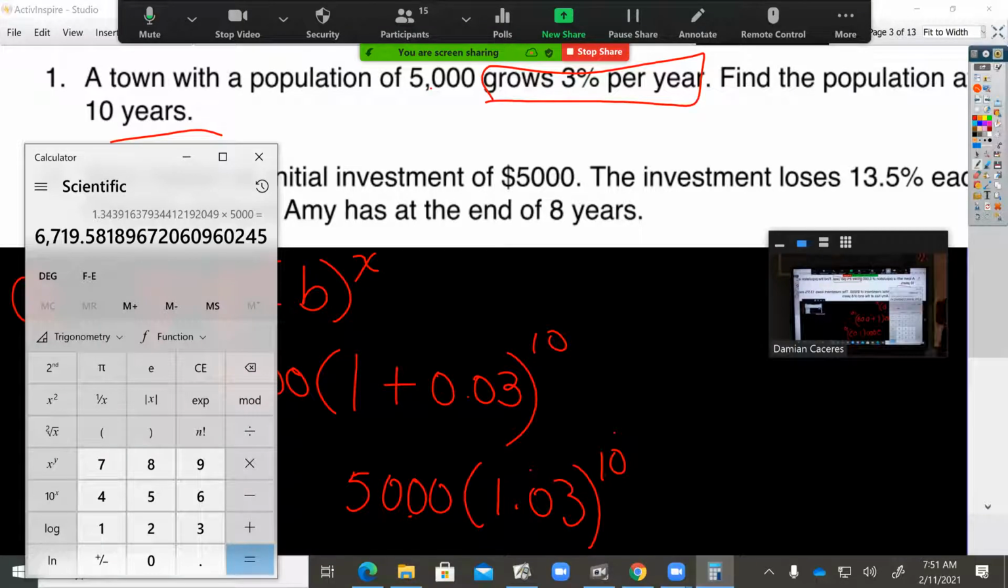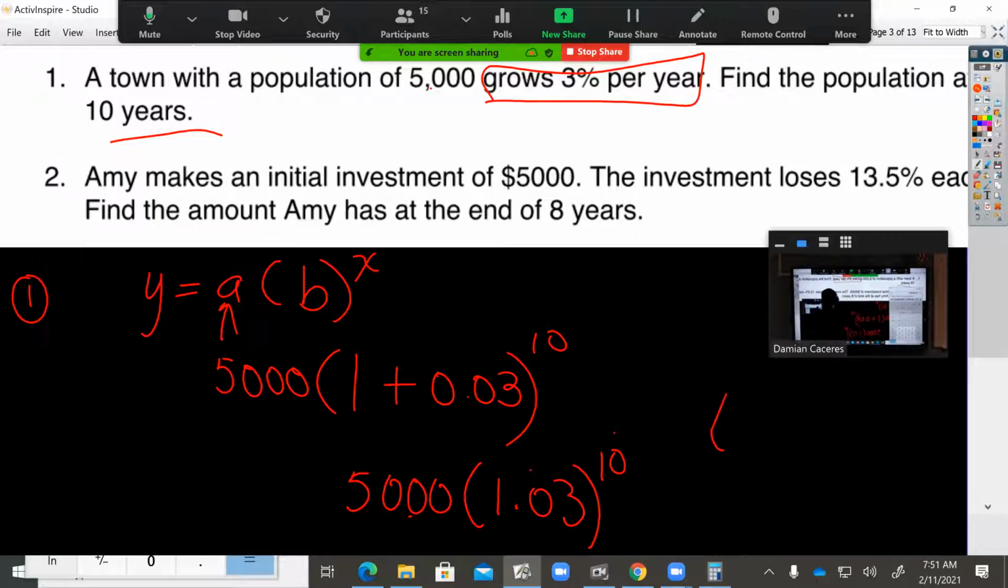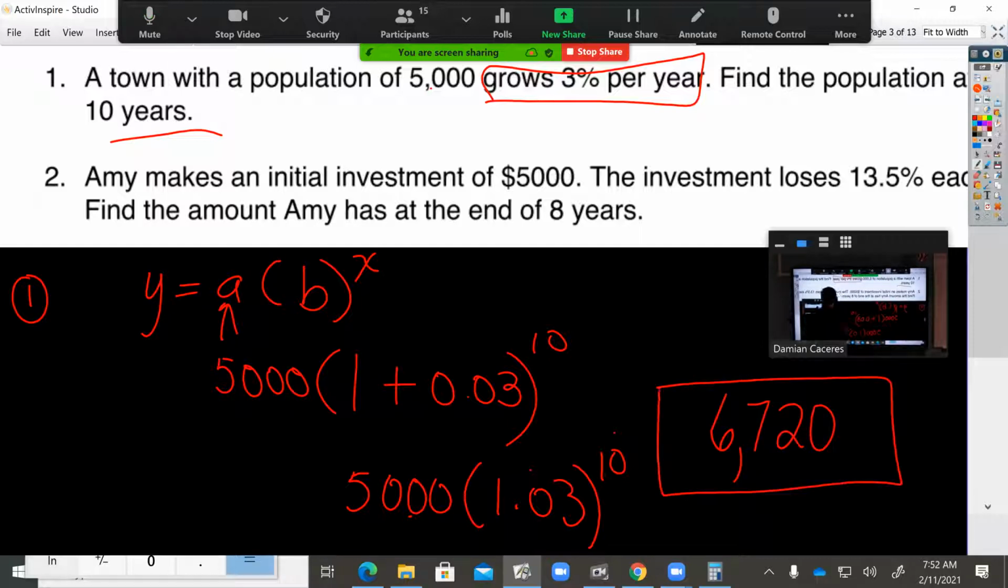Now we get 6,719. But it's going to tell you round to the nearest whole number. So because that first decimal is a 5, that 19 is going to turn into a 20. So the answer is 6,720 people. That's how the population would be in 10 years.